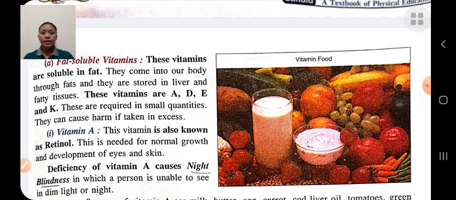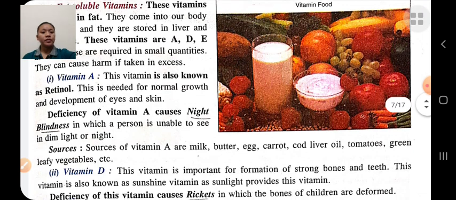They come into our body through fats, and they are stored in the liver and fatty tissue. Fat soluble vitamins come into our body through fats, and these fat soluble vitamins are stored in our body. Fat soluble vitamins are vitamin A, D, E and K, and we should require fat soluble vitamins in small quantity. If we take more fat soluble vitamins, it may cause harm.